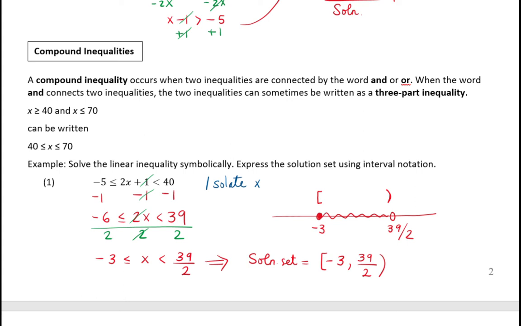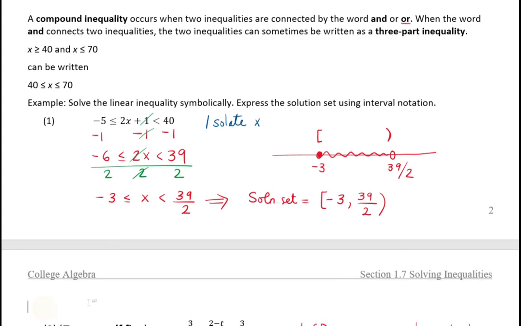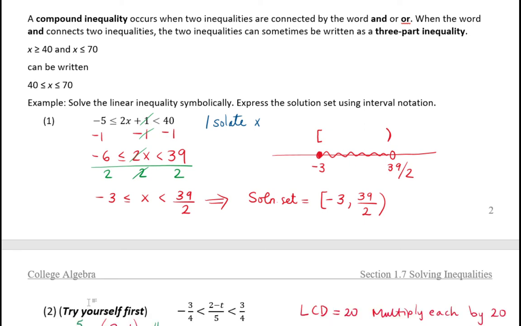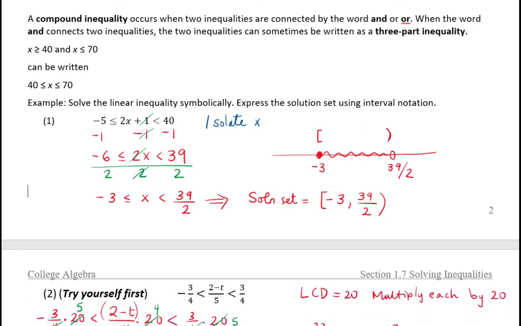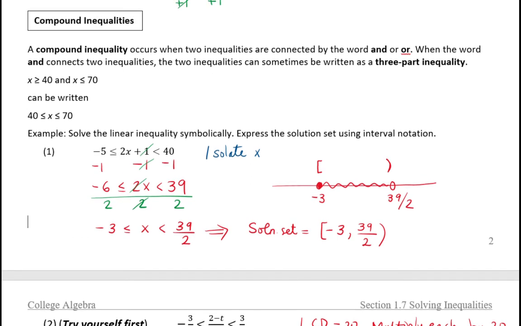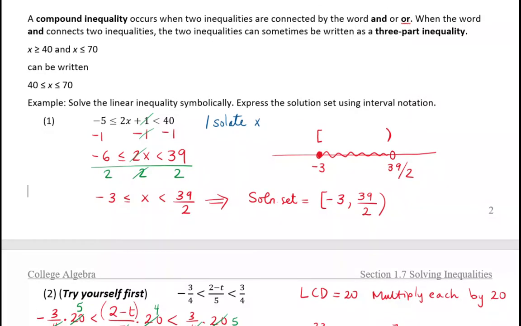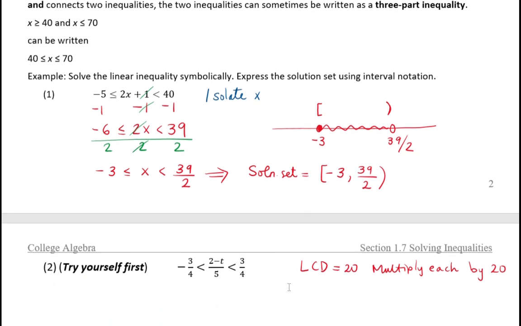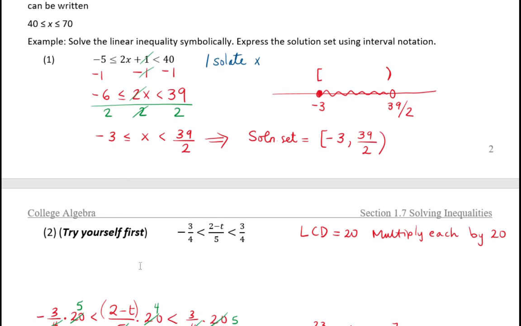So next one, you can really try this problem yourself. Yeah, this is the problem. So can you try this problem yourself? Pause the video and try this problem. I give you that hint that the LCD is 20, so you're solving this inequality.